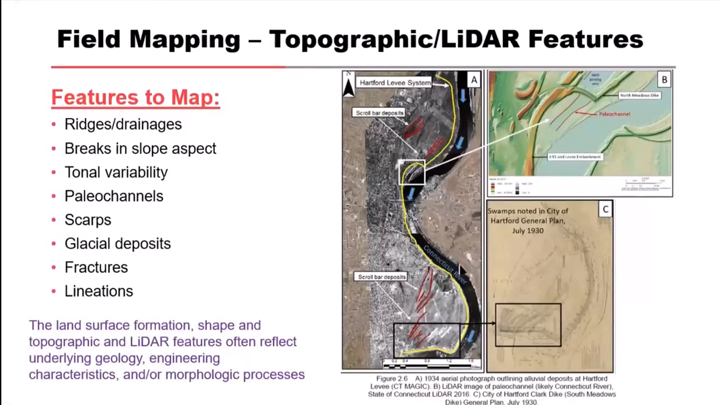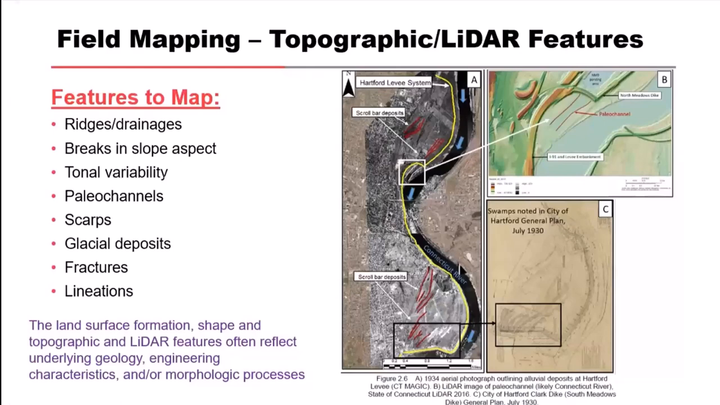Graphic and LiDAR features, ridges and drainages, breaks in slope, tonal variability in LiDAR, you can see this, or textural variability. The LiDAR is really cool where you can see rock units or processes or where soils develop just based on the texture of the LiDAR itself.